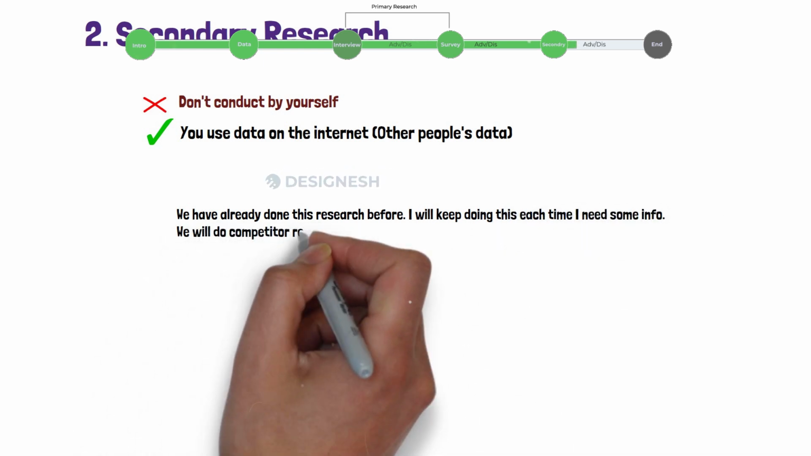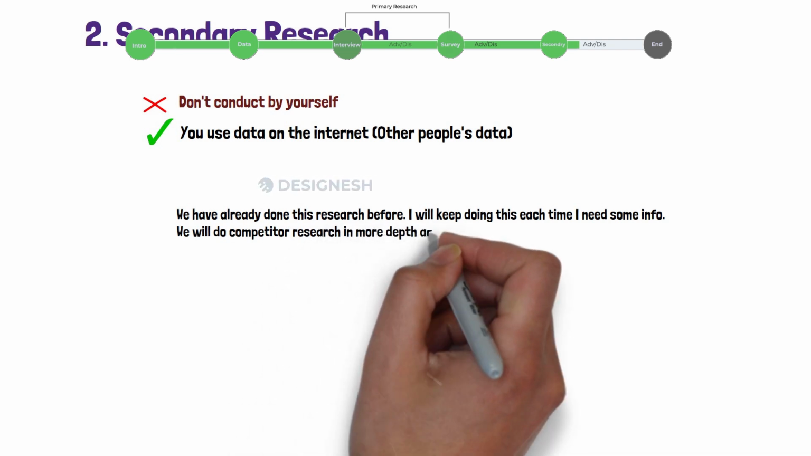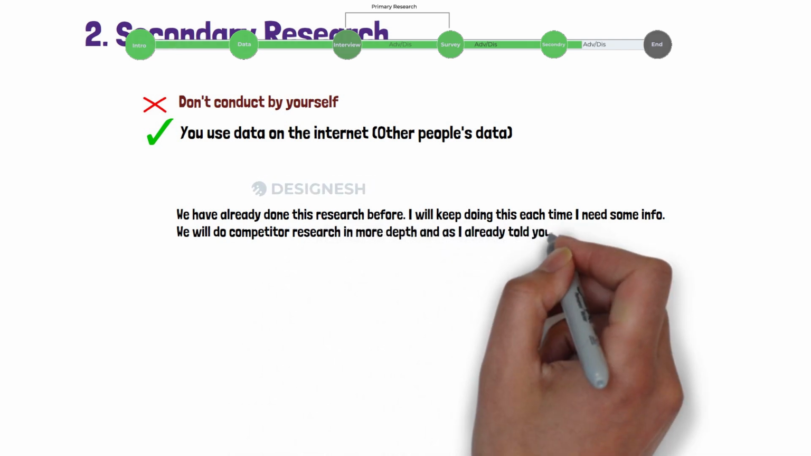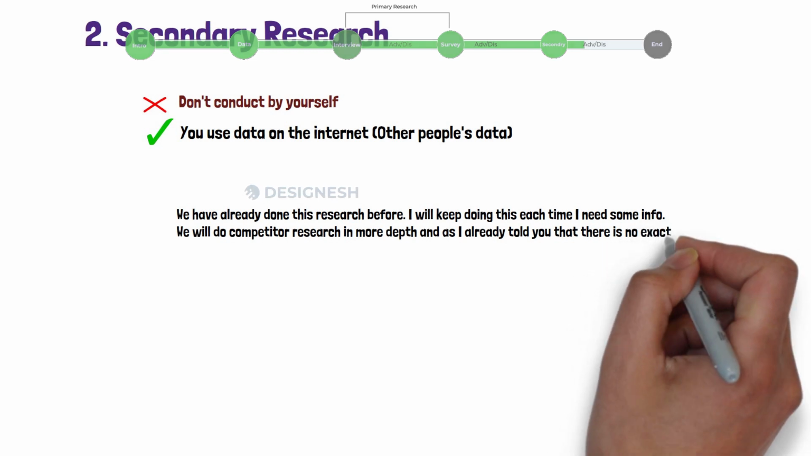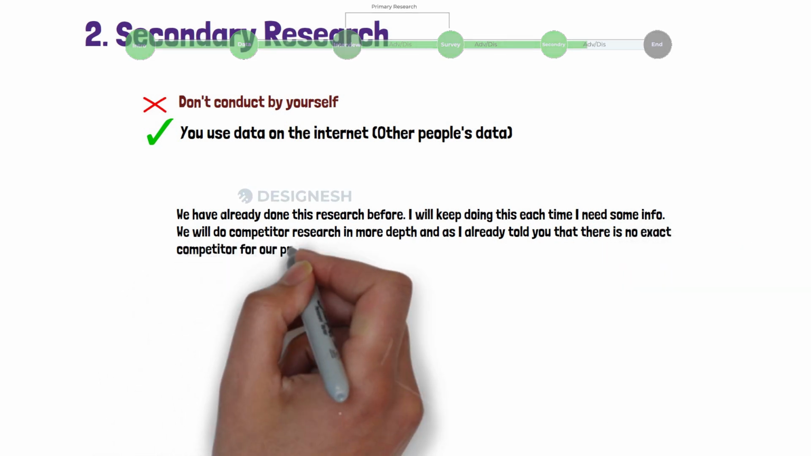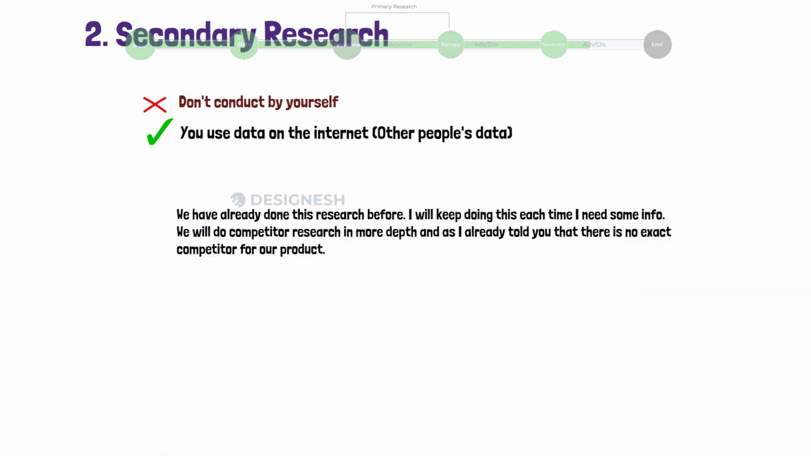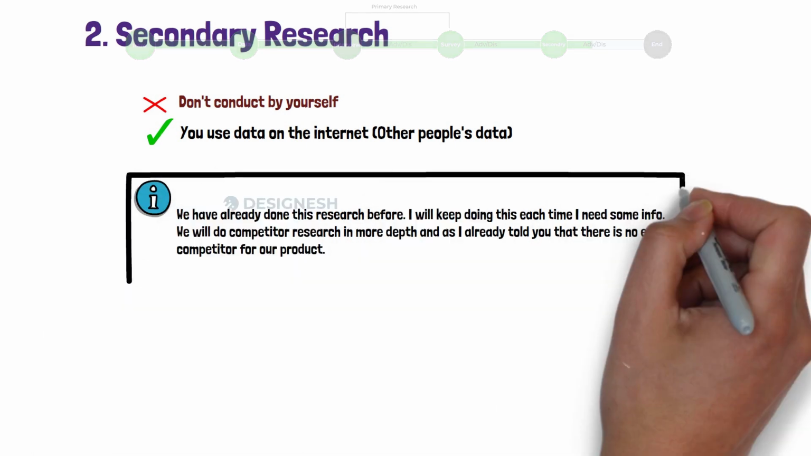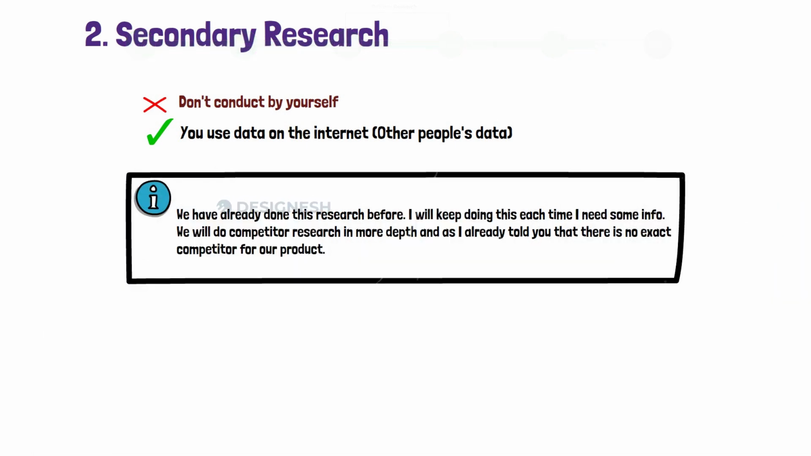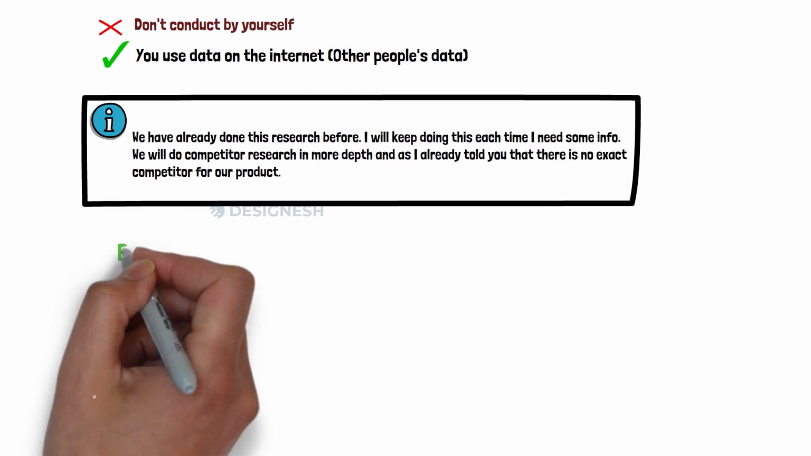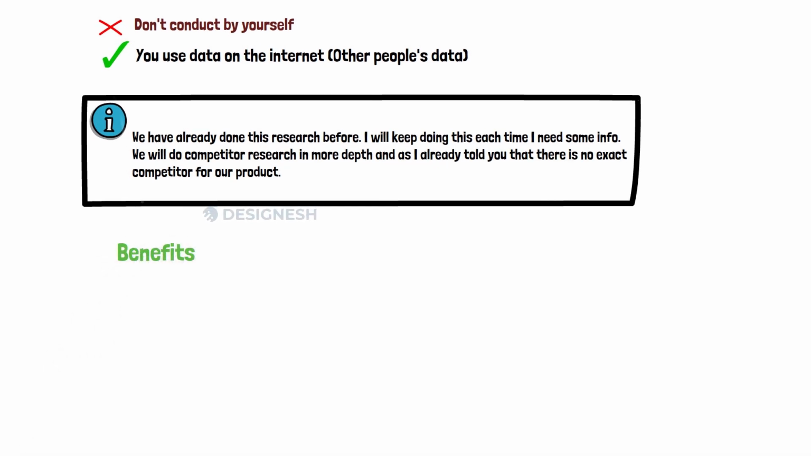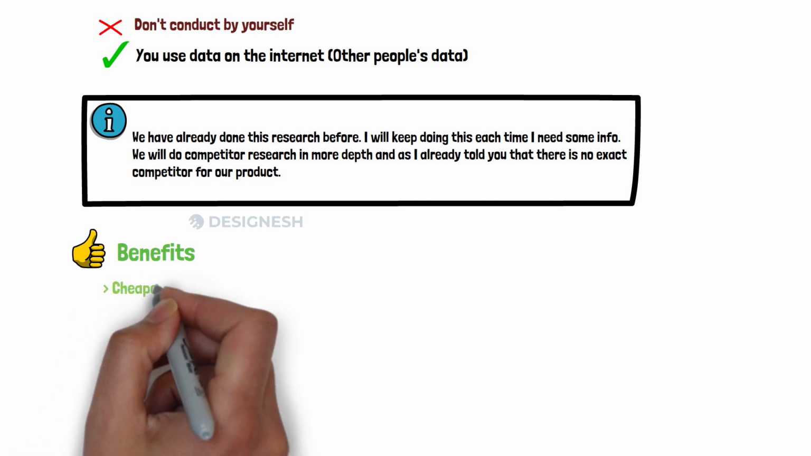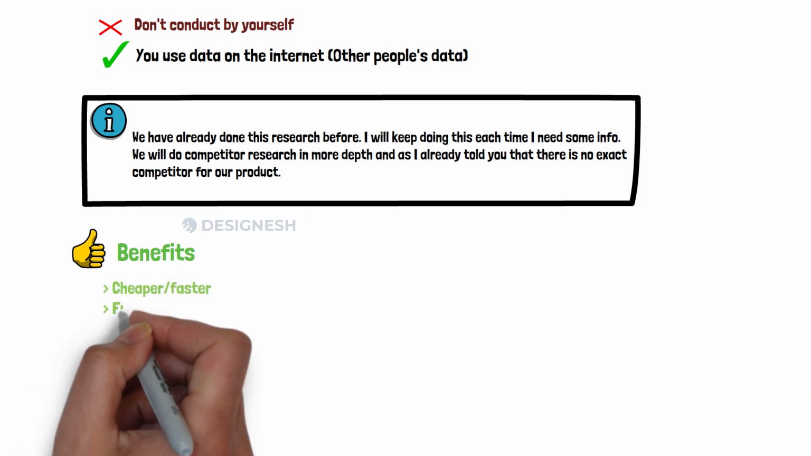With all that, there is one piece that is still incomplete, and it is competitor research. I already told you that there is no exact competitor for our product. In the next video, we will further research our competitors and find our targeted users for interviews. Now let's talk about some advantages of secondary research. Its advantages include that it's cheaper and faster than primary research.